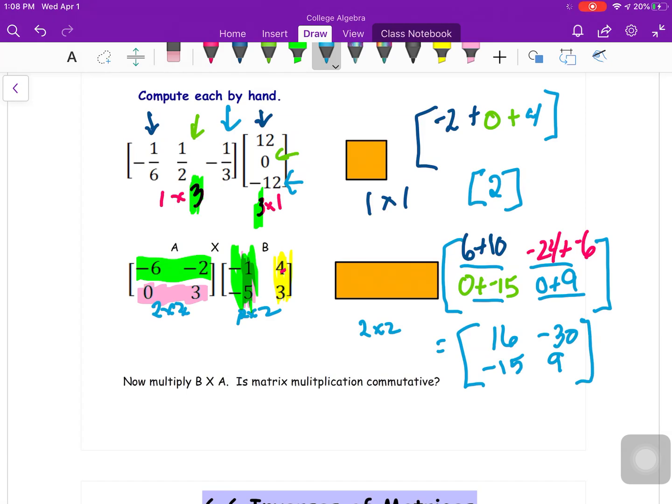Again, the question is, is matrix multiplication commutative? The answer is no. That is the only property that does not hold true with matrix multiplication.